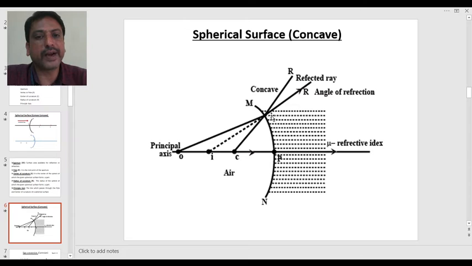Then the refracted ray, OR, is drawn as a normal to the surface, where this is the refracted ray. When this refracted ray is produced backwards, it will meet the common principal axis at I, which is the position of the image.